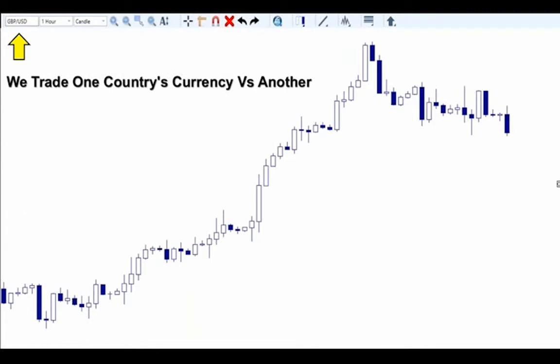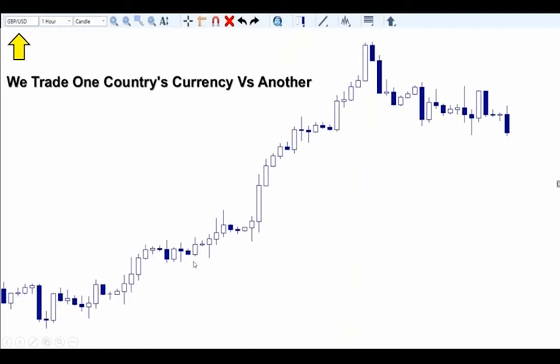You're going to see a chart just like this one. What we're doing in this market is trading one country's currency against another in an attempt to figure out which one's going to gain in value against the other. When you look at the chart in the upper left-hand corner, you're going to see the name of the currency pair. These currencies are traded in pairs. In this case, this is the Great British Pound, GBP, and the US dollar, USD.